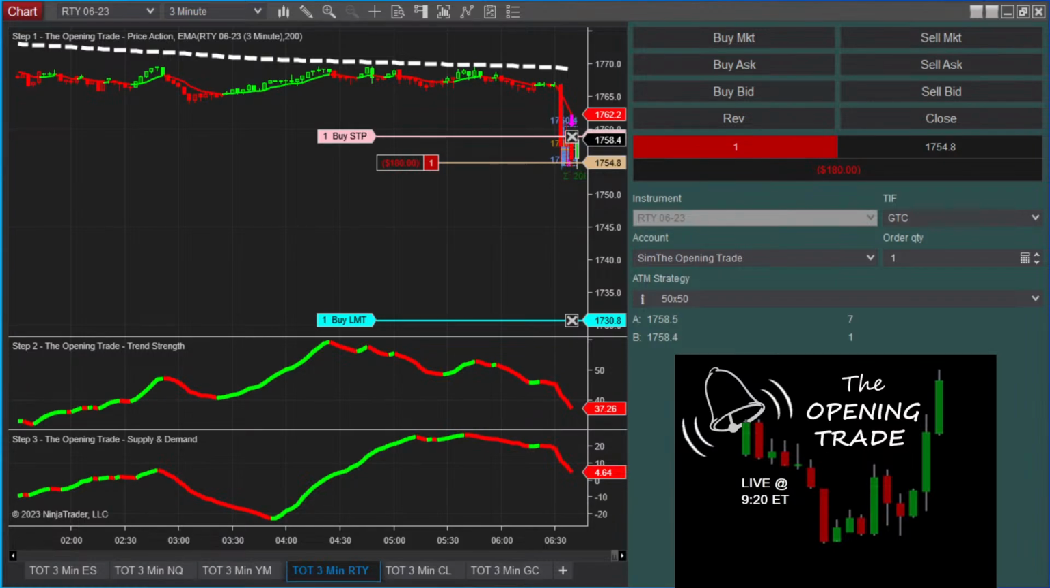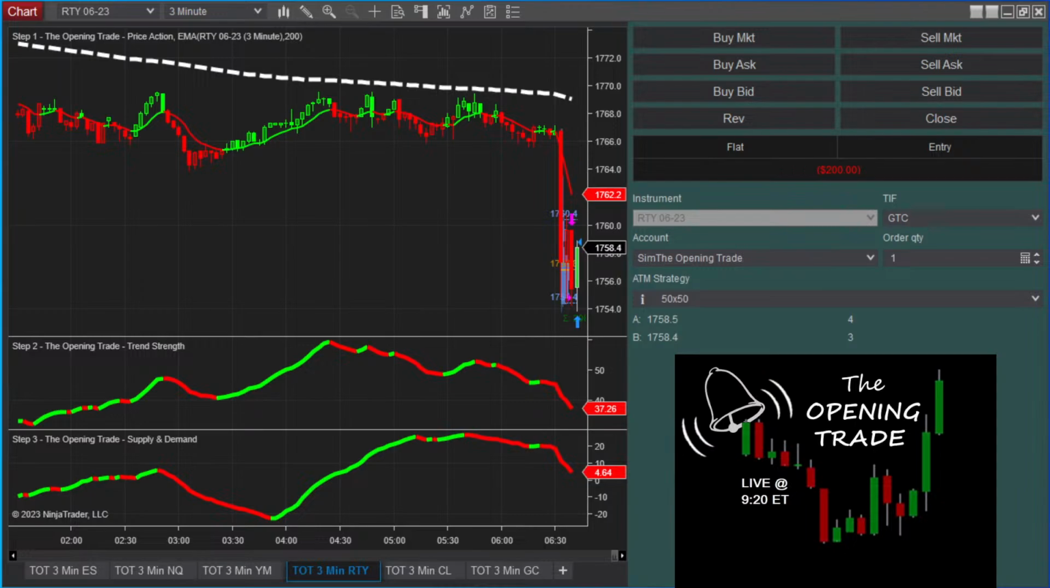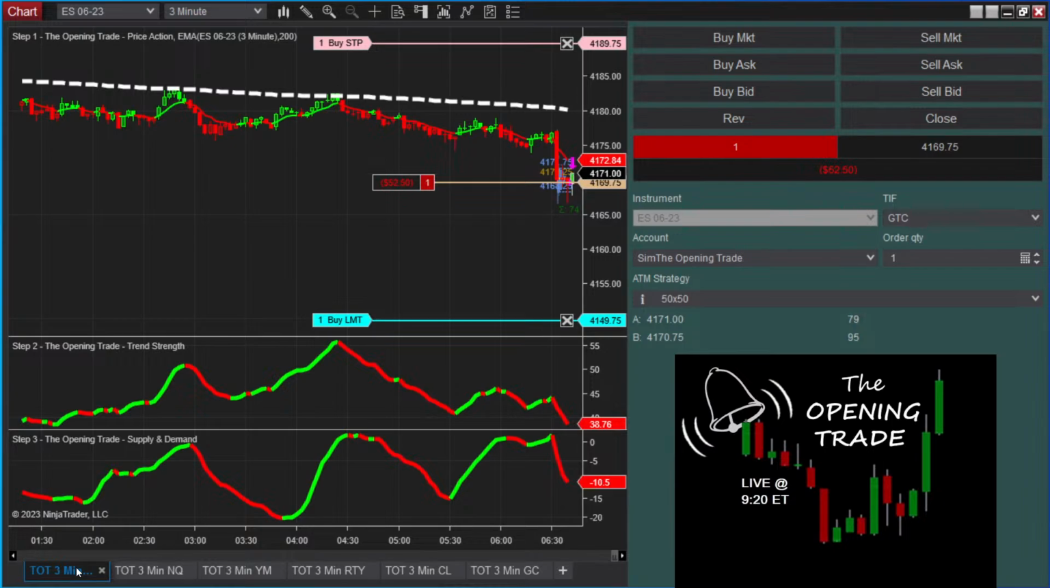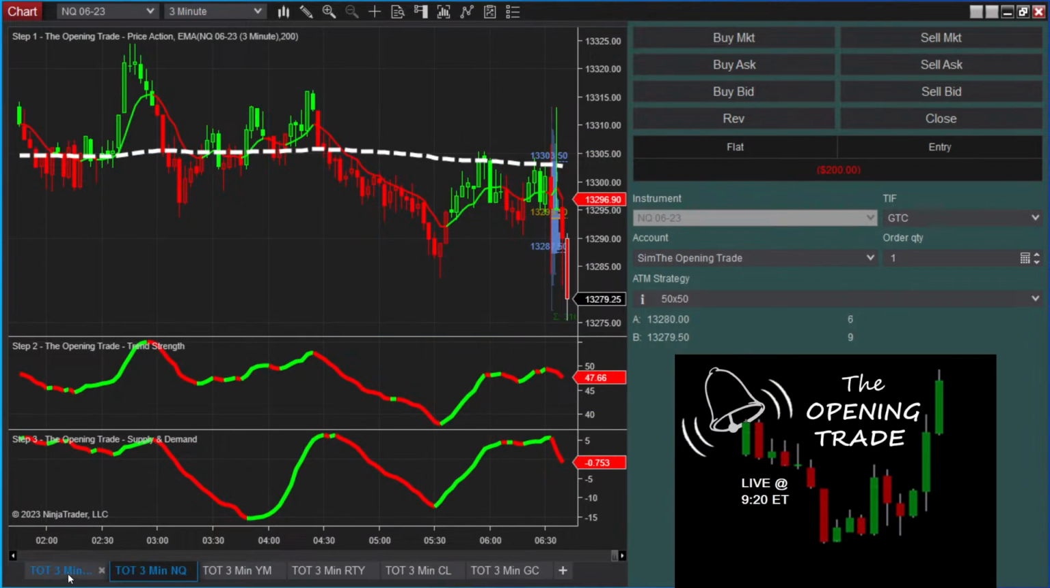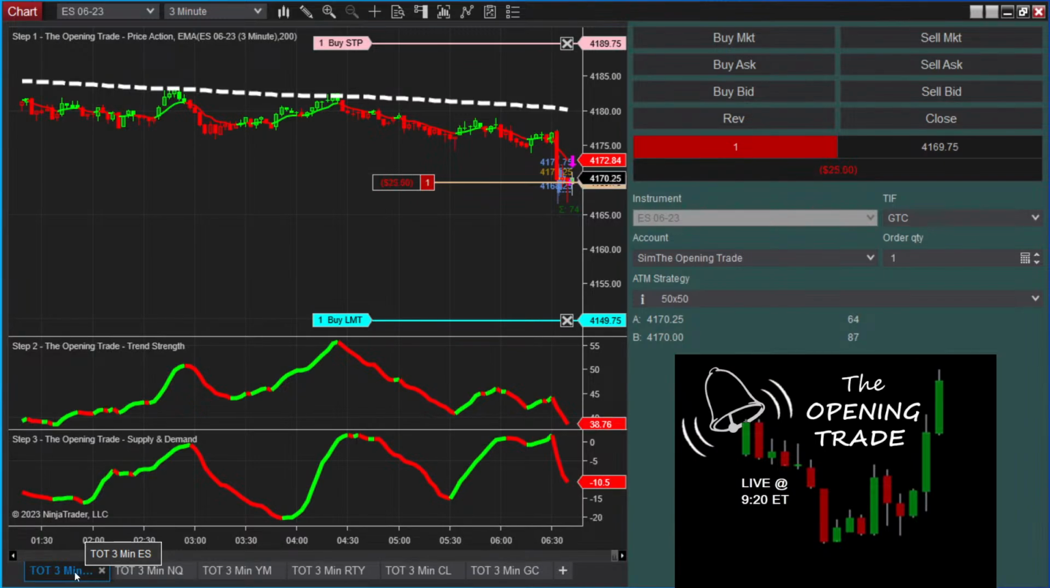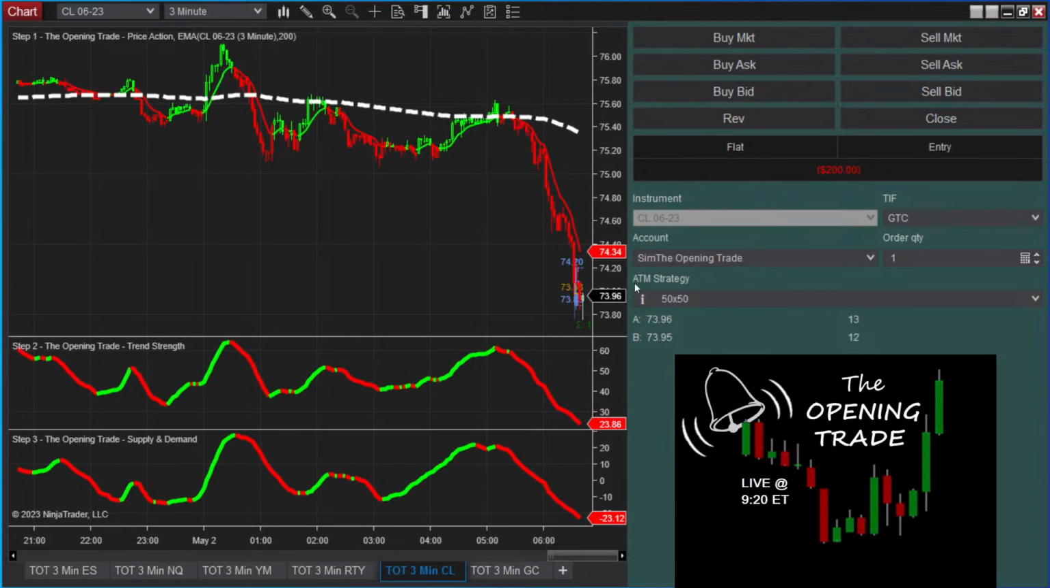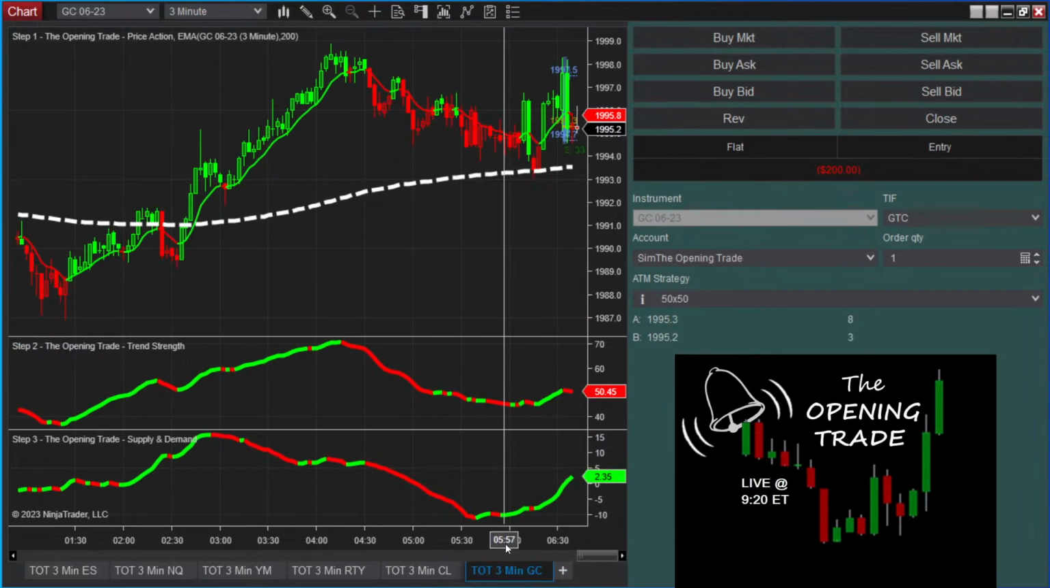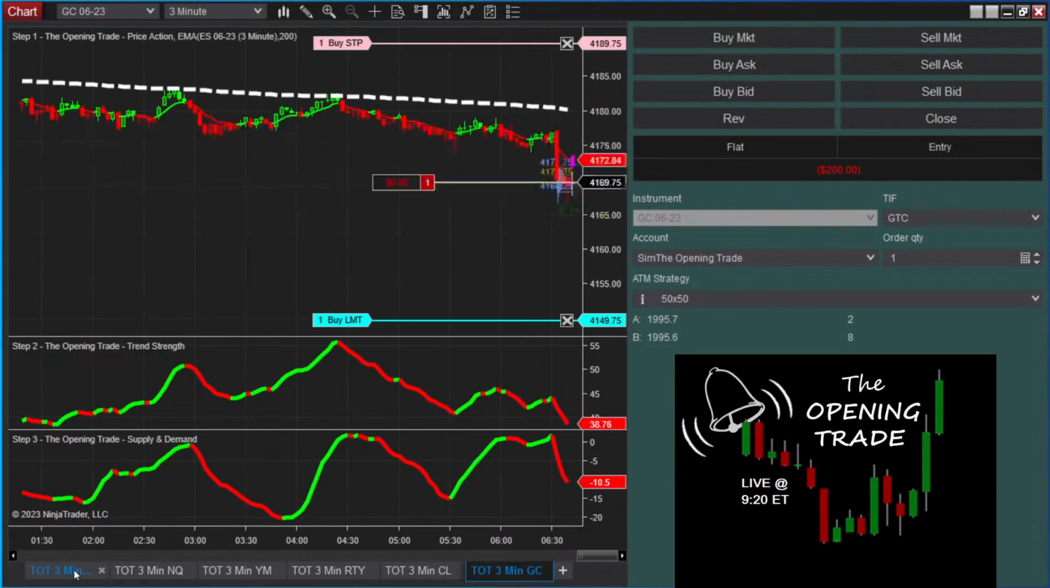Order submitted. Okay, order filled, we just got stopped out on the Russell. Unfortunately, I did not see a win. It's okay. S&P 500 fired off. The Nasdaq did not see the automated trade indicator it needed to do its thing. And here is gold. Take a look at the S&P 500.